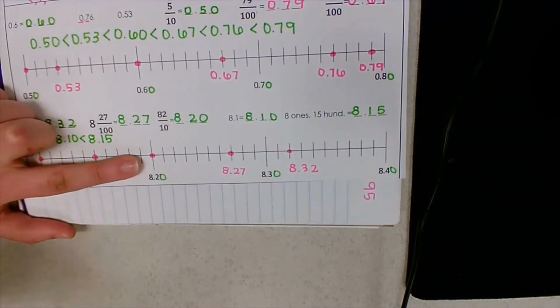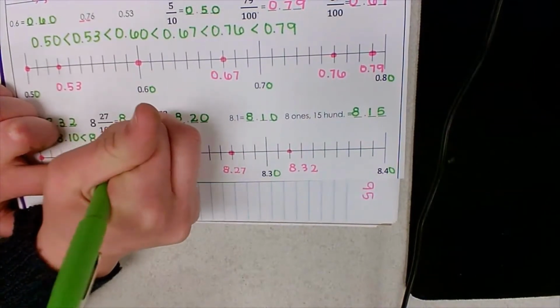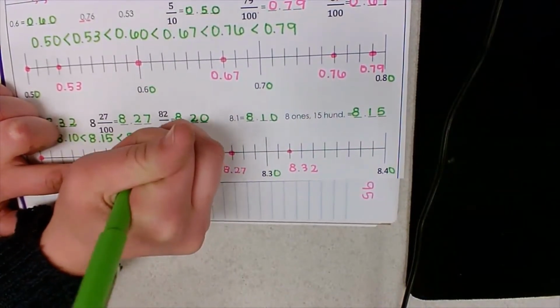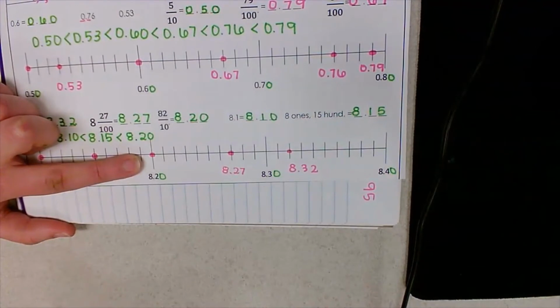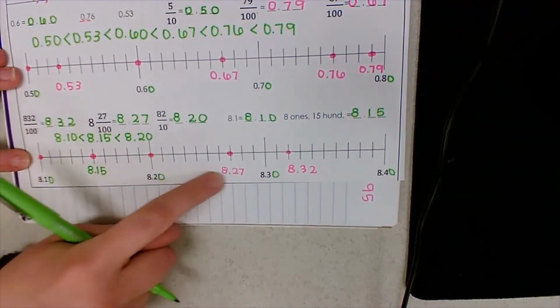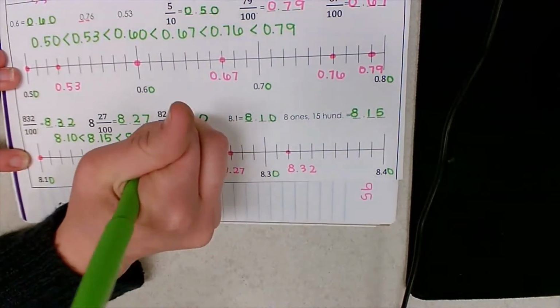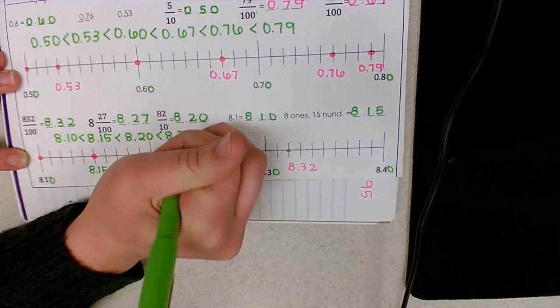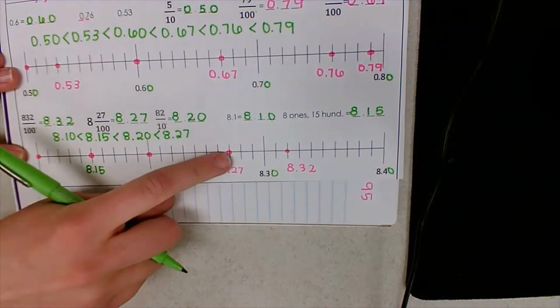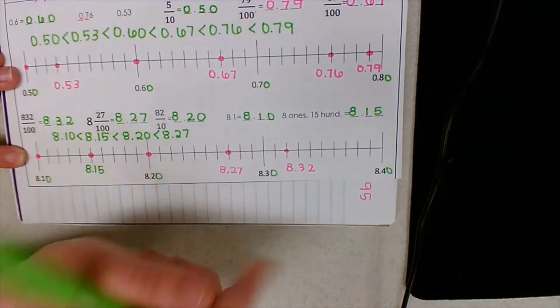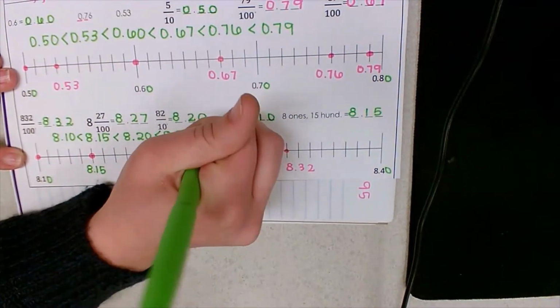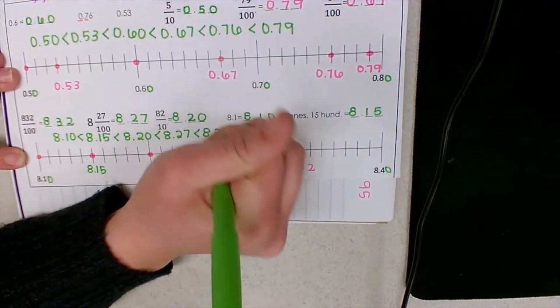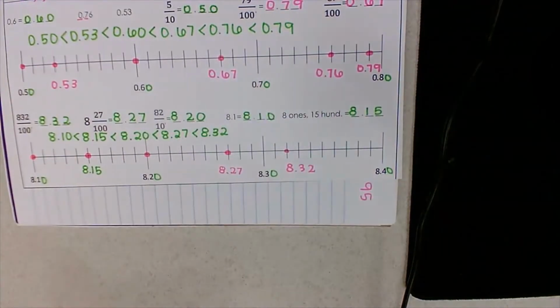which is less than my next point, 8 and 20 hundredths, which is less than my next point, 8 and 27 hundredths, which is less than my last point that I've plotted, 8 and 32 hundredths.